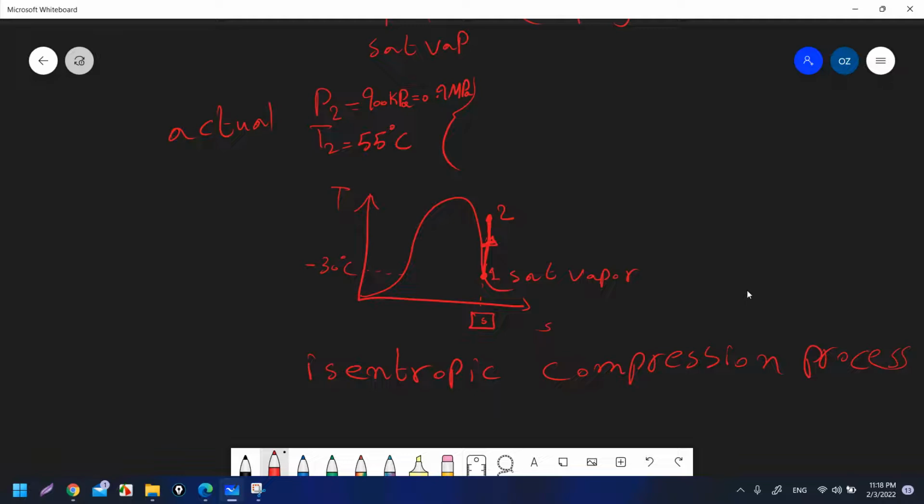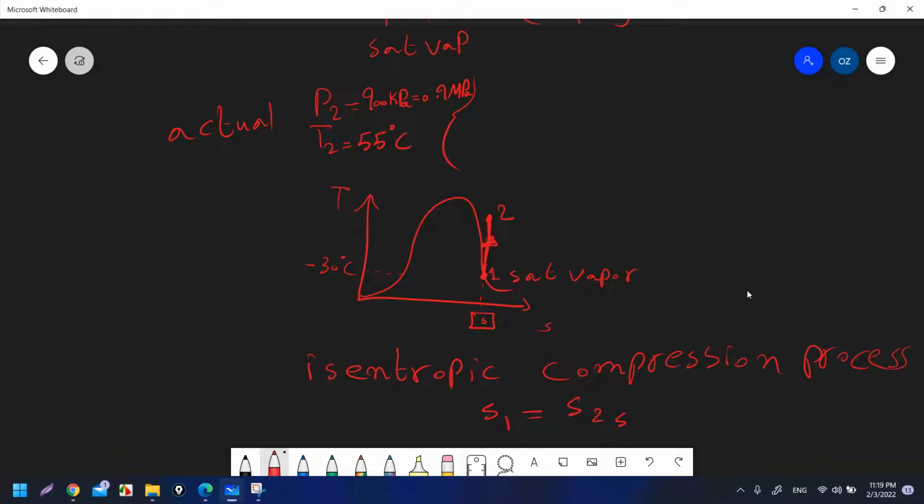If you want, you can search for the net on the PV diagram. The PV diagram will show you how the volume or specific volume will change. The pressure will increase and the specific volume will decrease in the isentropic compression process. For the isentropic compression process, S1 equals S2s.